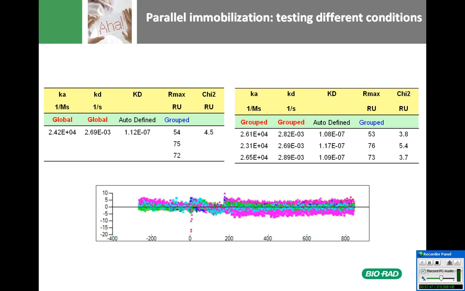And here again we did global analysis and grouped analysis, because those 3 active surfaces are the same protein, so they should have the same K and same KD. And you can see, because the results are robust and reliable, you get similar values even if you do global analysis compared to grouped analysis.